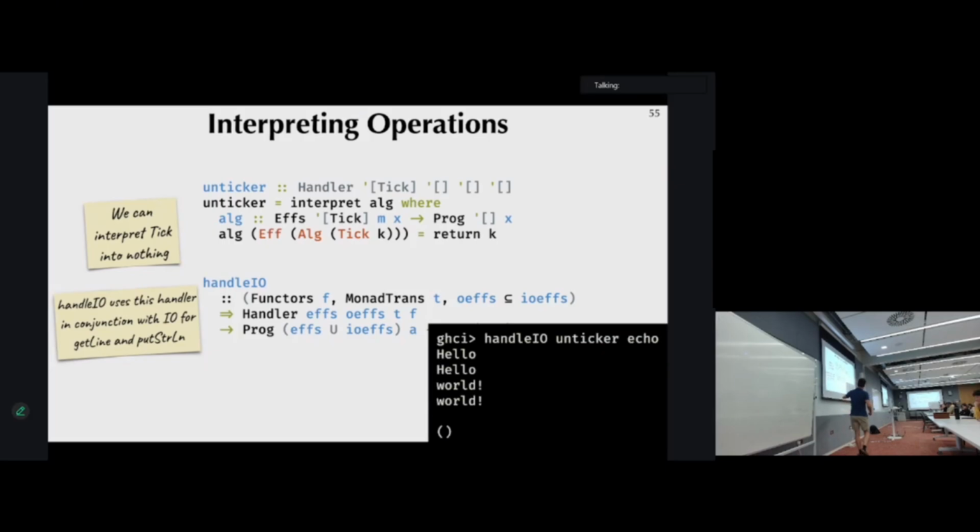So if we were to do handle IO, which is this thing, applied to the unticker handler, applied to the echo program that we saw earlier on, we type hello, it echoes hello. We type world, it echoes world. We type a new line, it outputs empty unit. We're done with the computation. And that's the unticker program. It hasn't interacted with the tick at all. Like, it's nowhere to be seen.